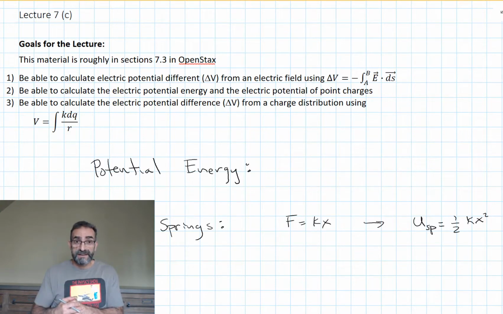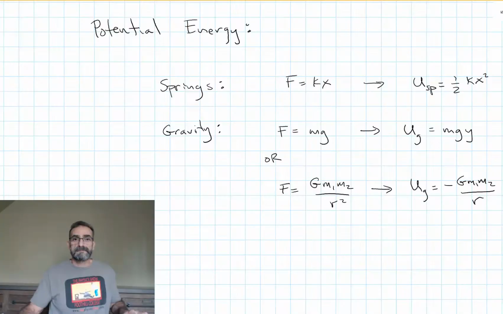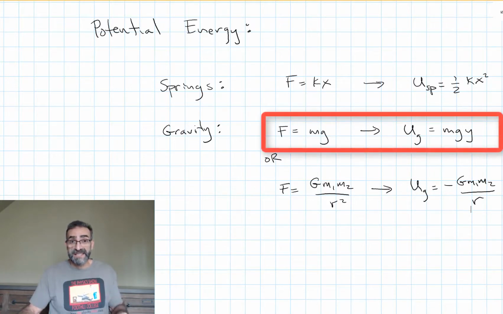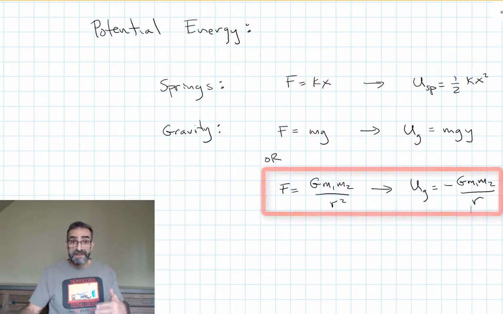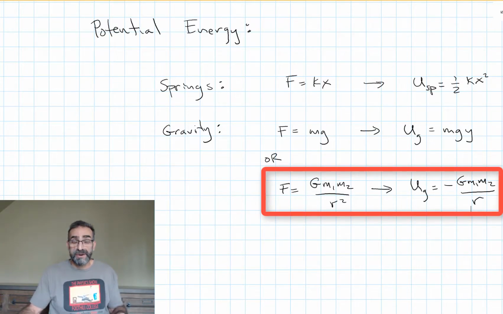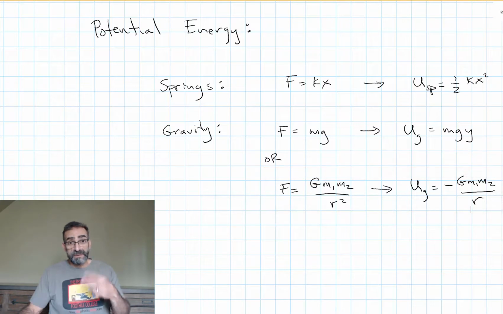Let's take a look at what we got for gravity. For gravity, we had two situations. If we were close to the surface of the Earth, we treated gravity as a constant force, and we got a potential energy that was mgy. But if we were far away from the surface of the Earth and we allowed the force of gravity to change, then we got a different potential energy, negative G m1 m2 over r. So we have two formulas there. We have to figure out which situation we're in.